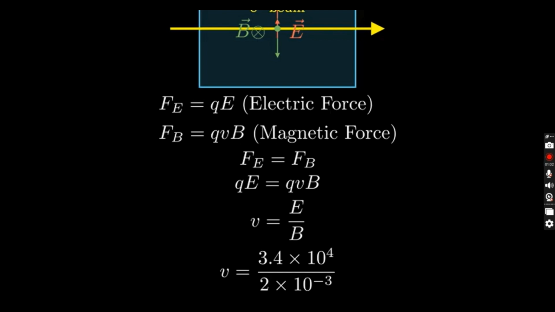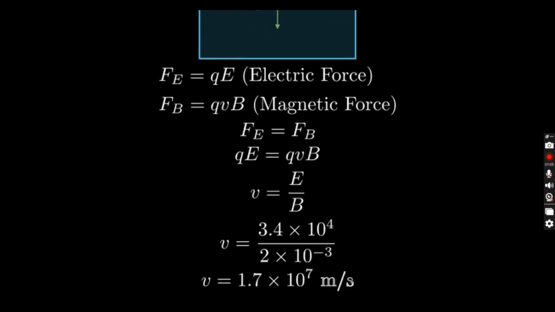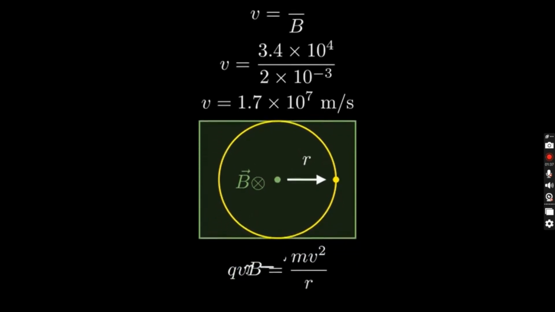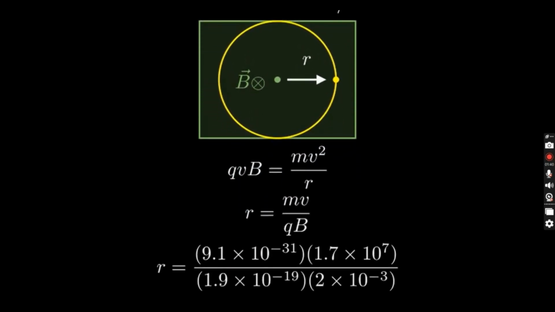Now for part 2, let's see what happens when we remove the electric field. Without the electric field, the electrons move in a circular path due to the magnetic force. To find the radius, we use the fact that the magnetic force provides the centripetal force needed for circular motion. The magnetic force equals the centripetal force, QVB equals mv squared over r. Solving for r, we get r equals mv over qB. When we plug in all our values, including the velocity we found earlier, we get a radius of 4.8 times 10 to the minus 2 meters.